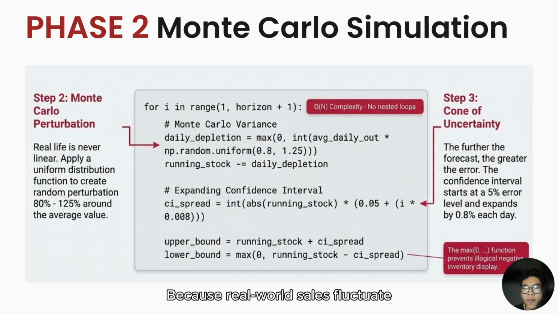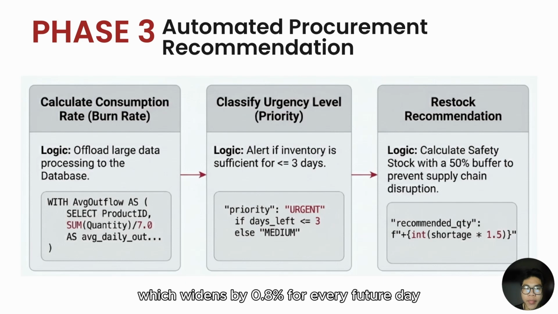Next, we project the future using a Monte Carlo simulation. Because real sales fluctuate, our Python code applies a random variance between 80% and 125% to the daily baselines to visualize the uncertainty. We also calculate an expanding confidence interval, which rises by about 0.8% for every future day.